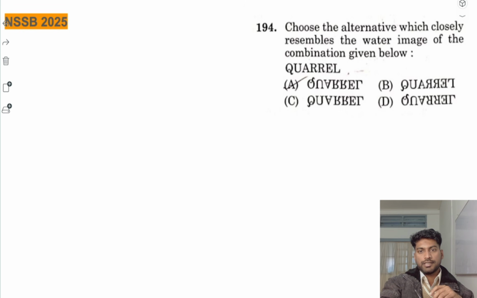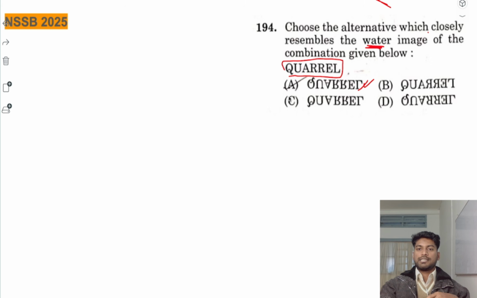Next question. This is your water image. Okay, water image, not mirror image. In a mirror image, if you see the right hand, you will see the left hand. If you see in a mirror, your right hand will be the left hand. But in water image, it will be upside down. So the right answer will be A itself. Flip everything upside down.